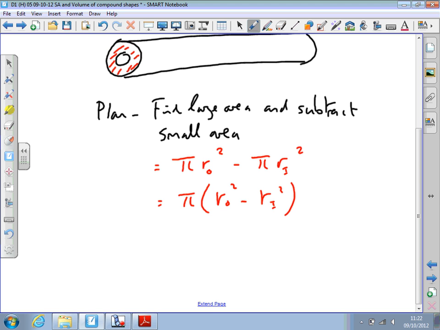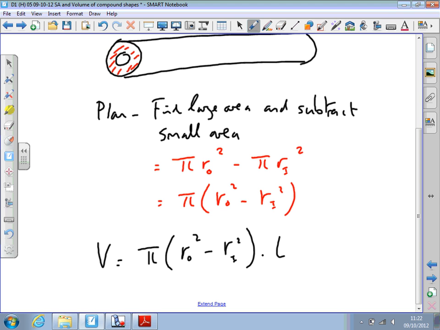So then the volume, what's the formula for the volume of this thing? It's the area of the end times the length. So this will just be pi times (r outer squared minus r inner squared) times the length. And that, in a way, is my formula. So I could approach the problem like that in terms of the formula. I could write a plan in a way that gives me the formula.